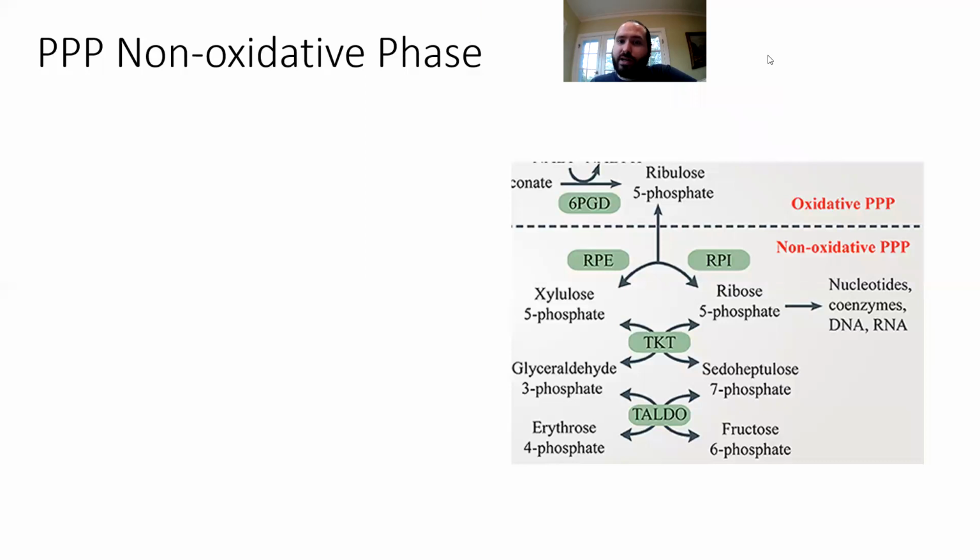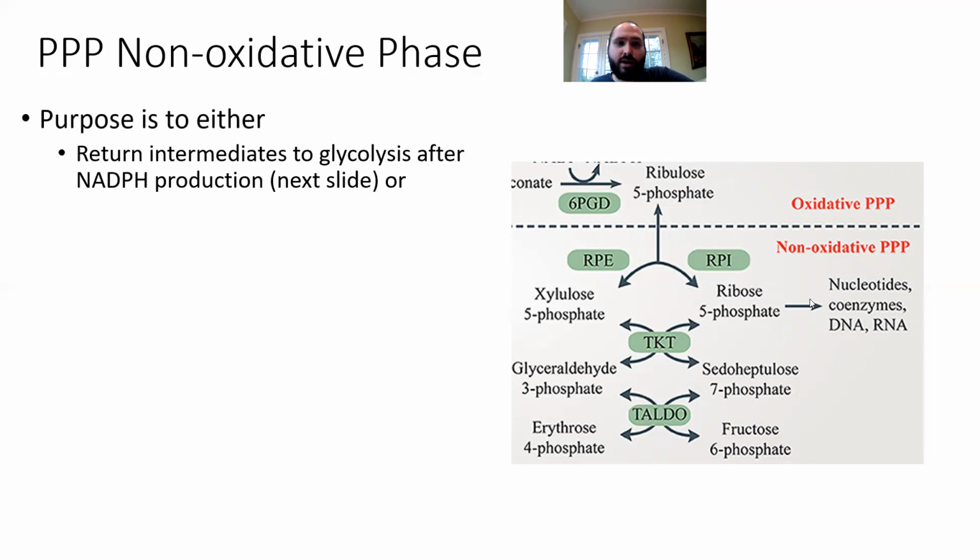Now, non-oxidative phase. We'll start with ribulose 5-phosphate, our final product of the oxidative phase. We can go off in a number of different directions from there. You can see this is called transketolase, not important in my opinion. This is transaldolase, again, not important in my opinion. But these will be doing aldol and retroaldol reactions. And then ribose 5-phosphate, of course, we said can be used to make nucleotides and coenzymes.